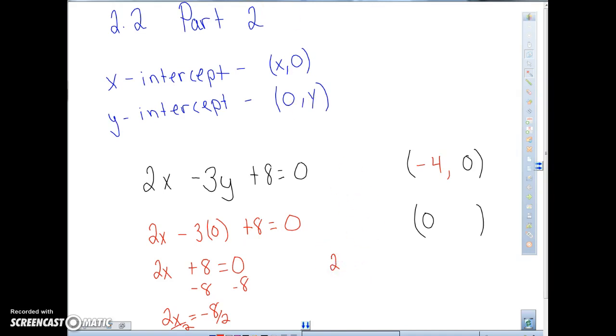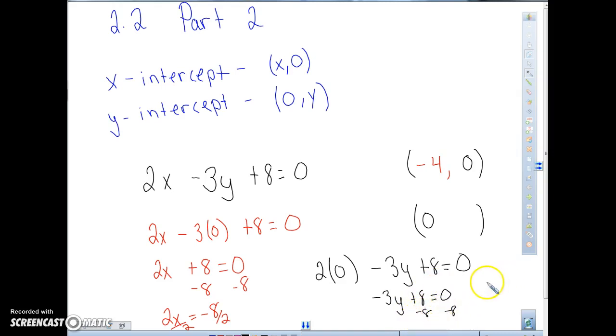So I'll do that in a different color so we can definitely tell it apart. 2 times 0 minus 3y plus 8 equals 0. Well, again, 2 times 0 is 0, so we're just left with -3y plus 8 equals 0. Let's subtract our 8 over again. And remember, you're Algebra 2 students, so you should be able to do this very swiftly. You may not even write it down, some of you. If you still write it down, fabulous. If you don't, that's okay too.